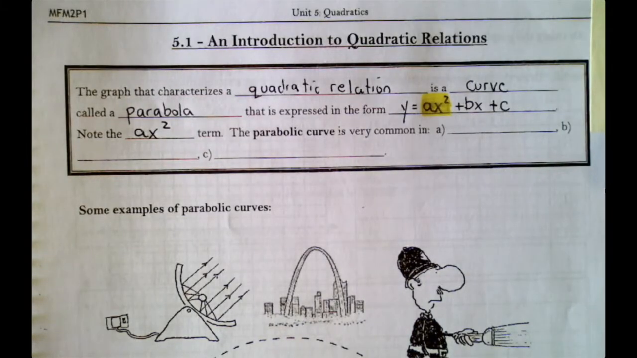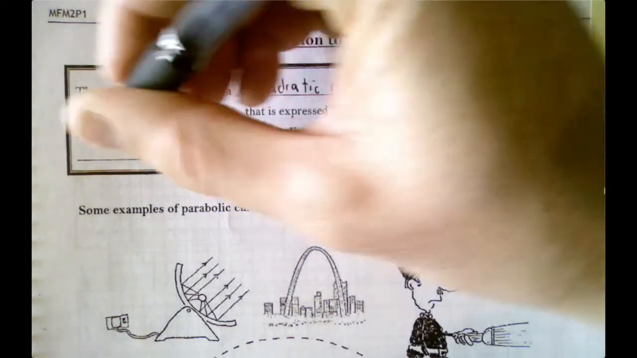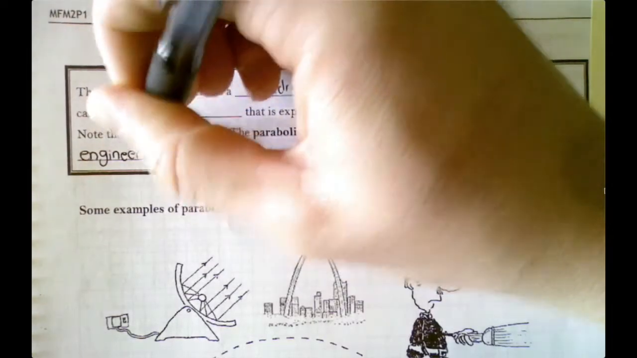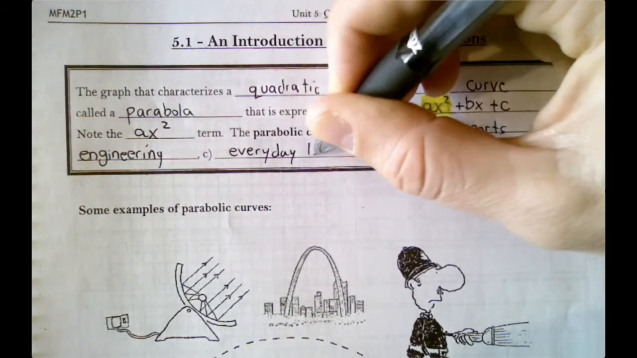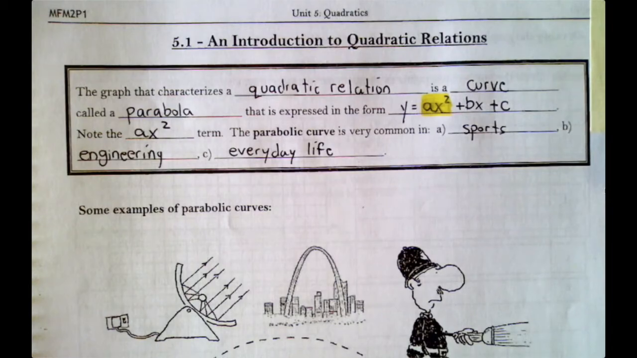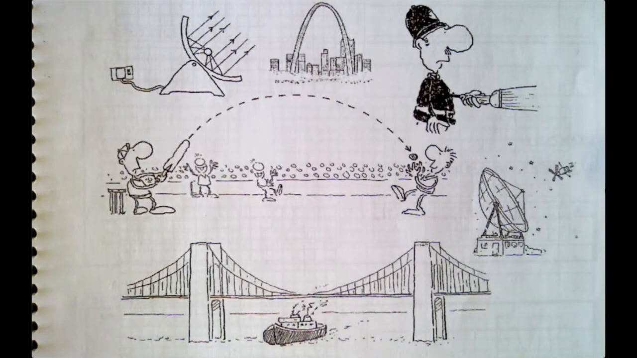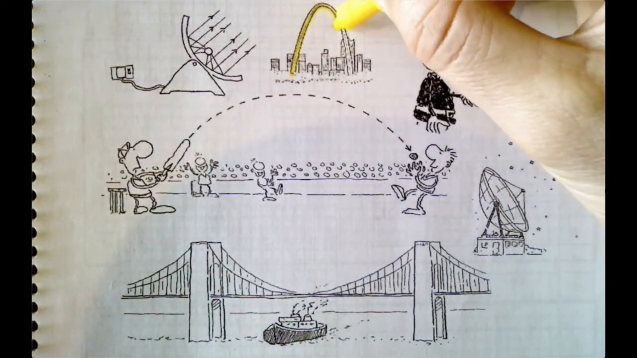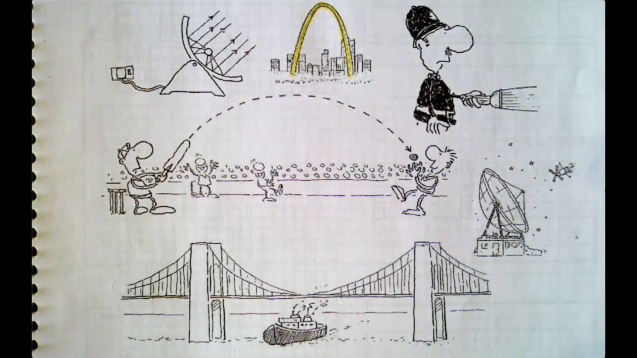The parabolic curve is very common in sports, engineering, and everyday life. A quadratic curve is a symmetrical curve. So if I show you these pictures down here, I'm going to show you a couple places where we have a quadratic curve. So this sky arch is a parabola. It's a quadratic curve. The curves that are quadratic are symmetrical.